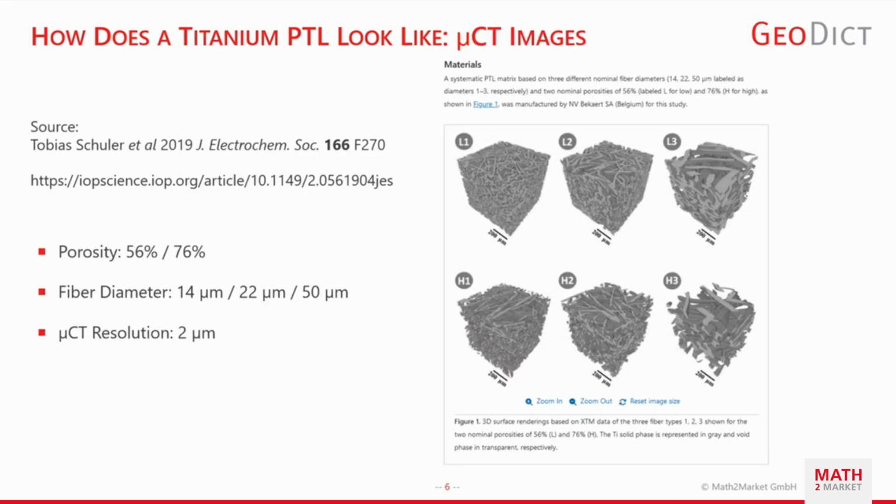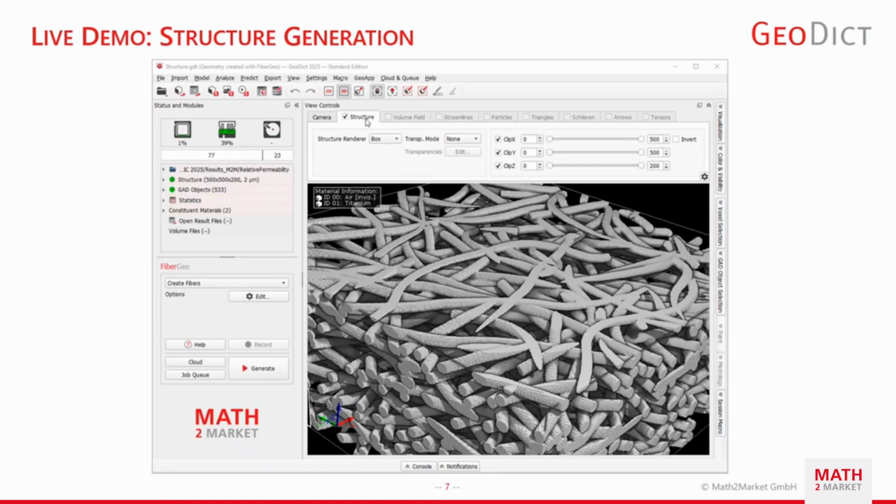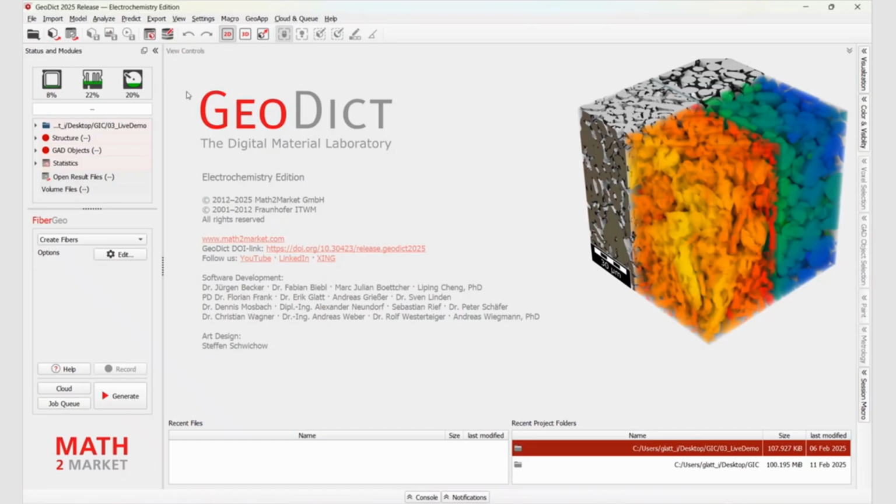And also on the internet, you can find micro-CT images done at Paul Scherrer Institute. They also show exactly the same fiber type. They have fiber diameters between 14 and 50 microns here. So let's take these values and try to do something in GeoDict that looks fairly familiar, and then do some simulations on it just to demonstrate how it works.